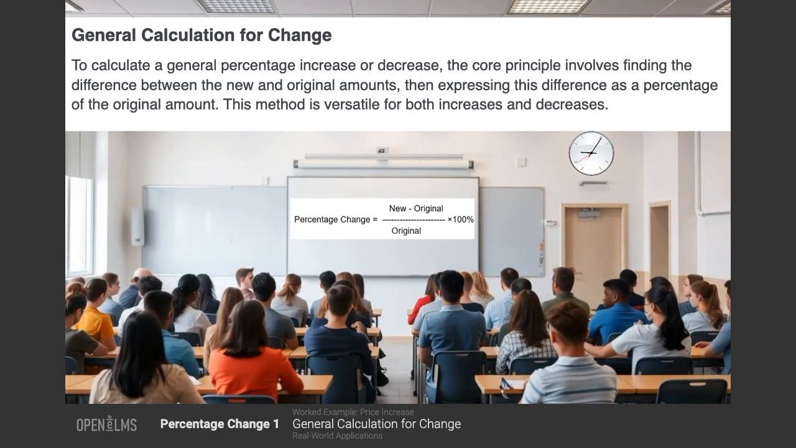General calculation for change. To calculate a general percentage increase or decrease, the core principle involves finding the difference between the new and original amounts, then expressing this difference as a percentage of the original amount. This method is versatile for both increases and decreases.